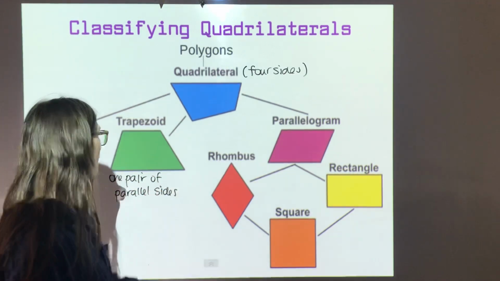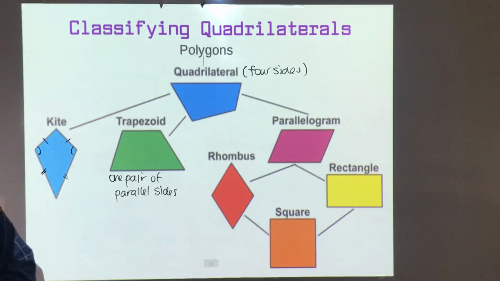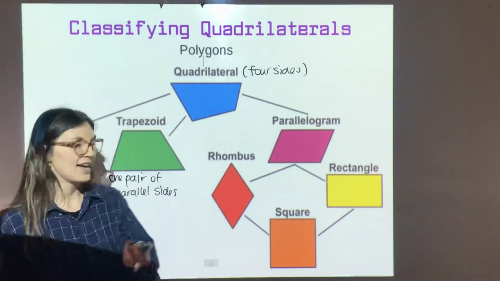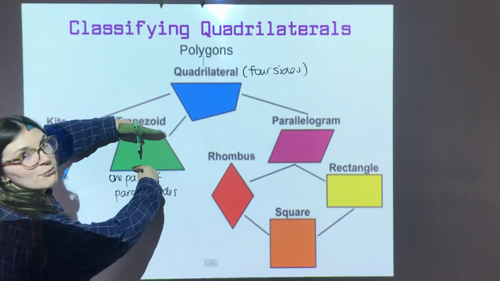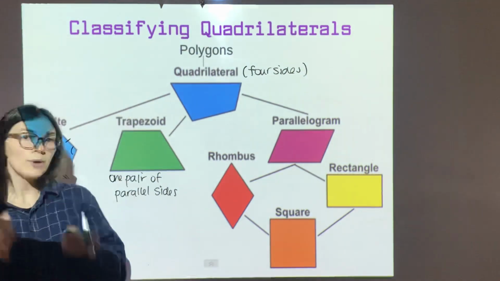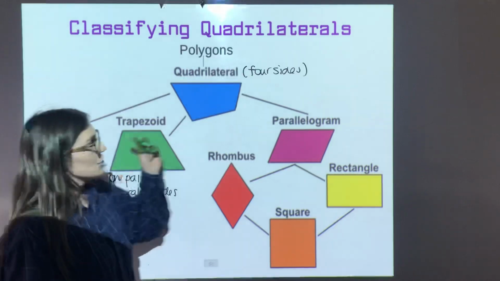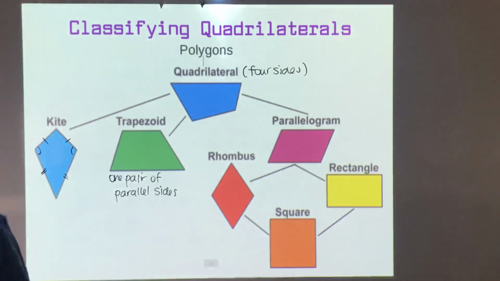Next is a trapezoid. All that's required for it to be a trapezoid is there's just one pair of parallel sides. Now remember, parallel means that 2 lines never intersect. So this would be my pair of parallel lines. So I just need one pair of them. That classifies a trapezoid.